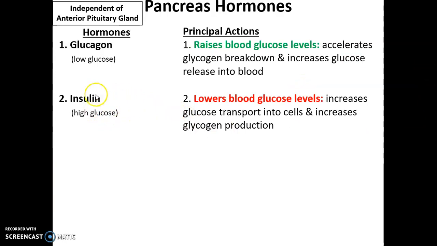Then there's insulin. Insulin is released when there are high levels of glucose in the bloodstream. So insulin's job is to lower blood glucose levels. It does this by increasing glucose transport into cells, such as muscle cells, liver cells, adipose tissue, and increases glycogen production. So it has those cells then take the glucose and make glycogen, which again is long chains made up of glucose molecules. You can have thousands and thousands of glucose molecules per glycogen.